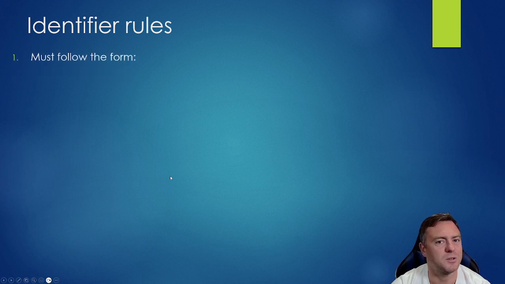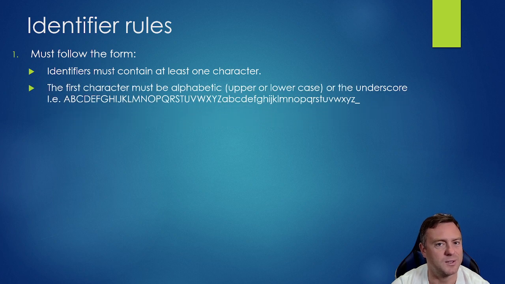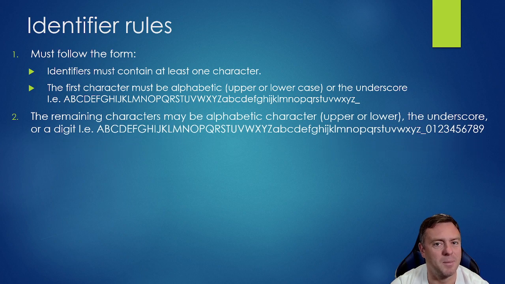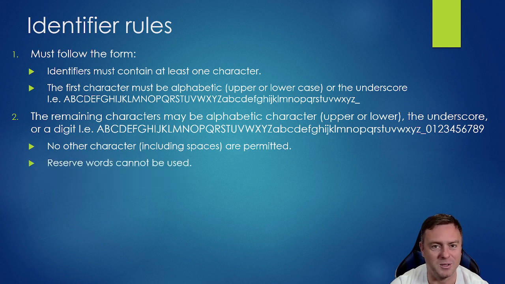So identifier rules, you must follow this form. The identifier must have at least one character. So the first character will always be alphabetic. So it has to be upper or lowercase, or it can be an underscore. So there's a list of all the different characters that you can choose for the very first letter. The remaining characters may be alphabetic or underscore or a digit. So it's exactly the same, except now you can use numbers. So this is really important. You cannot use numbers at the start of an identifier. So no other characters, including space, are permitted. So you can't use space between the variables, and reserved words can't be used like what we just saw.